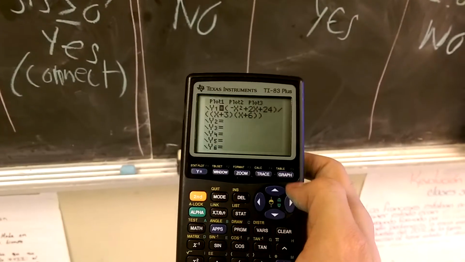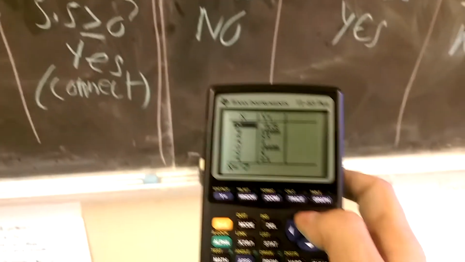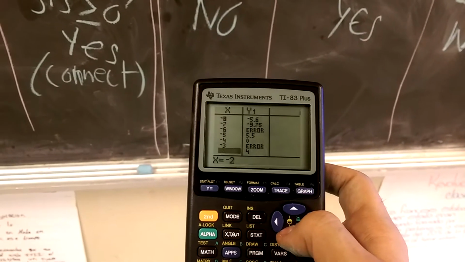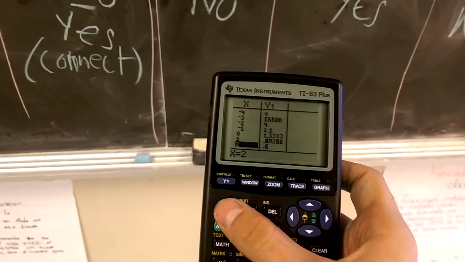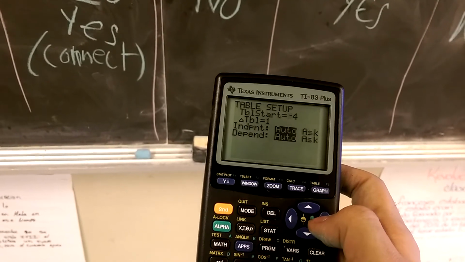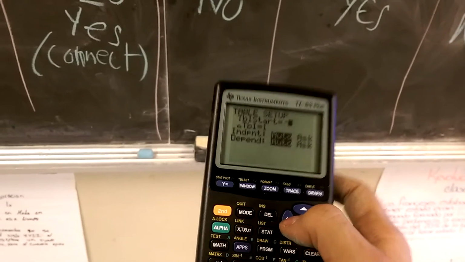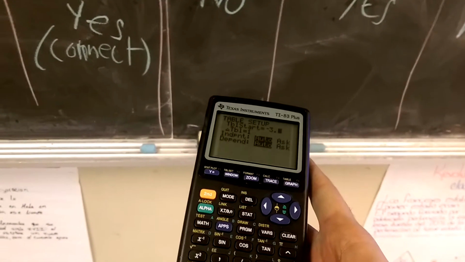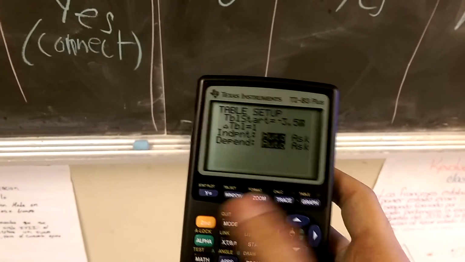So when I go to second graph, to the table, look at where we are. We're looking for negative 3 and negative 4. Between negative 3 and negative 4, the table won't show you that right away. But here's a good trick. Go to your table set, where you can change where you start. So let's say I wanted to start at negative 3.5. I can do that, and look what happens.